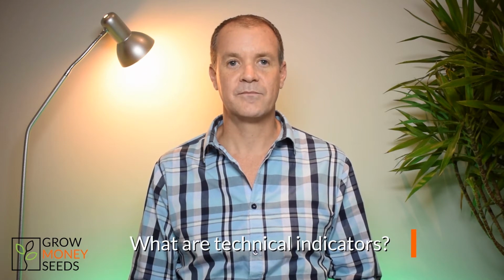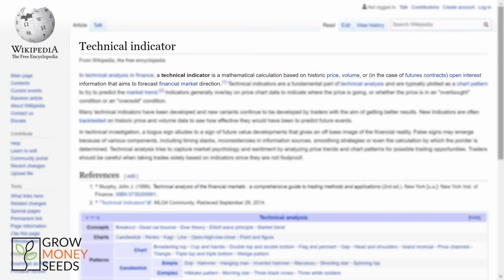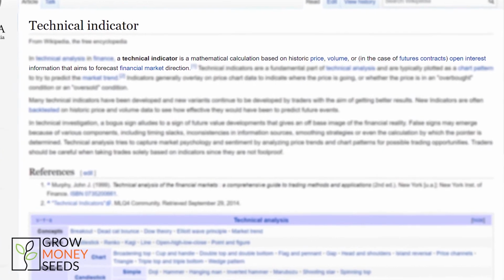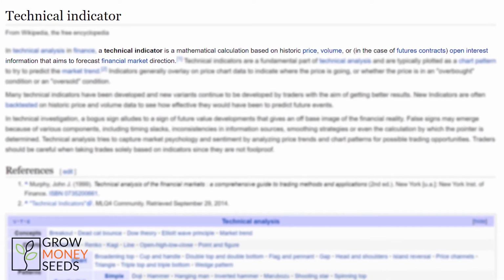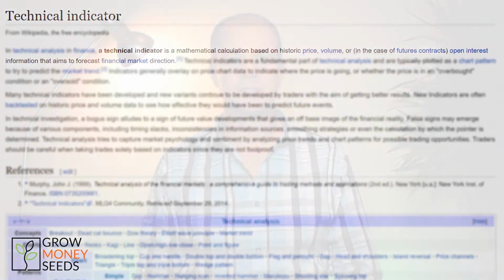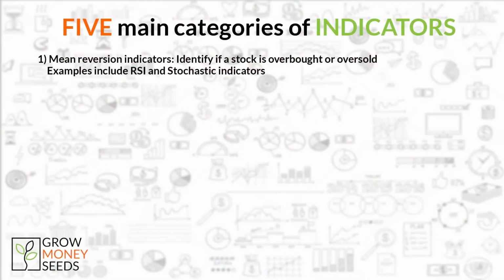Okay, so what are technical indicators? The definition of a technical indicator is that it is a mathematical calculation based on historic price, volume, or open interest information that aims to forecast financial market direction. This calculation is displayed visually on a price chart to help traders make a decision about what and when to trade. There are 5 main categories of indicators.